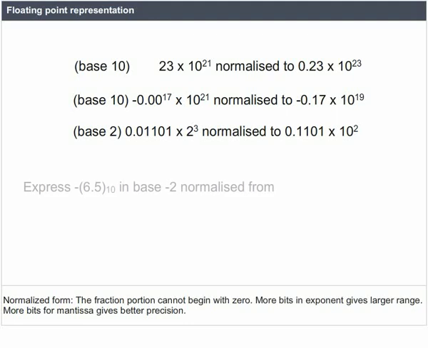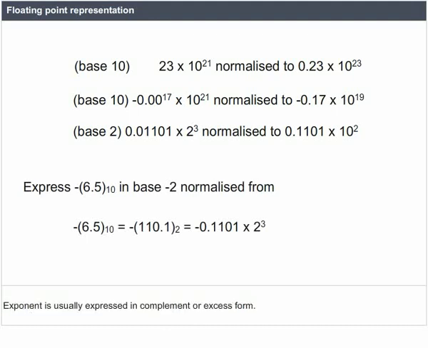Normalized form: the fraction portion cannot begin with 0. More bits in the exponent gives a larger range. More bits for the mantissa gives better precision. The exponent is usually expressed in complement or excess form.